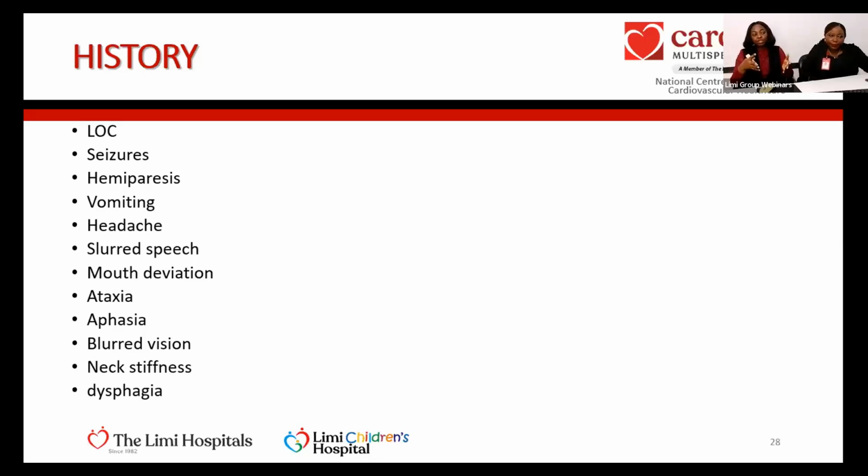Then they can come with slurred speech, mild deviation, ataxia, aphasia, blurred vision, neck stiffness, and dysphagia, just problems swallowing. I think a patient once presented with just difficulty swallowing. That was the presentation, and lo and behold, it was a stroke. So these are some of the things that we'll see in the history that will make us begin to think about stroke, especially when that patient has risk factors that we can identify.